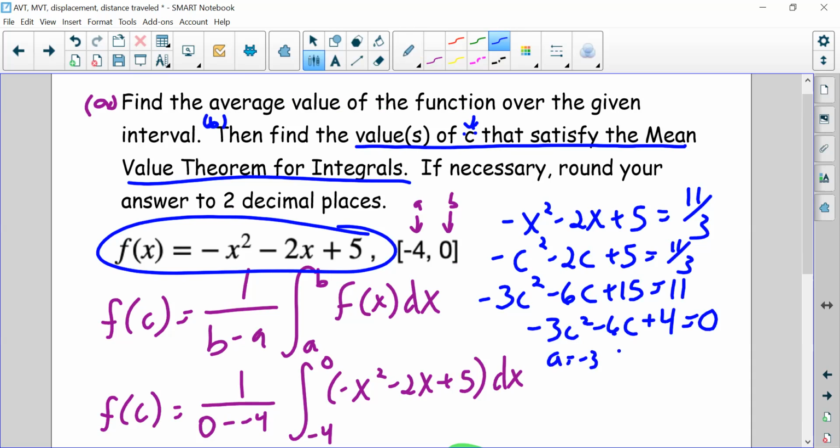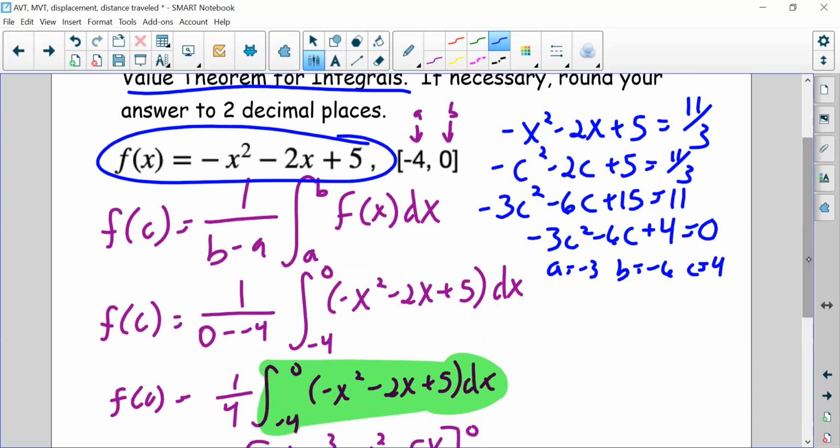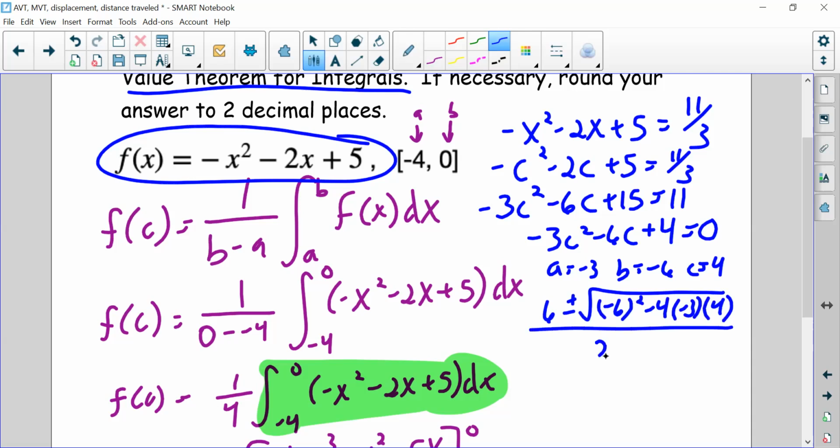Did you just do that in your head? Well, I did this part in my head. I mean, I just did it as I worked. Okay, so opposite of b, plus or minus, square root of b squared minus 4 times a times c, over 2 times a.